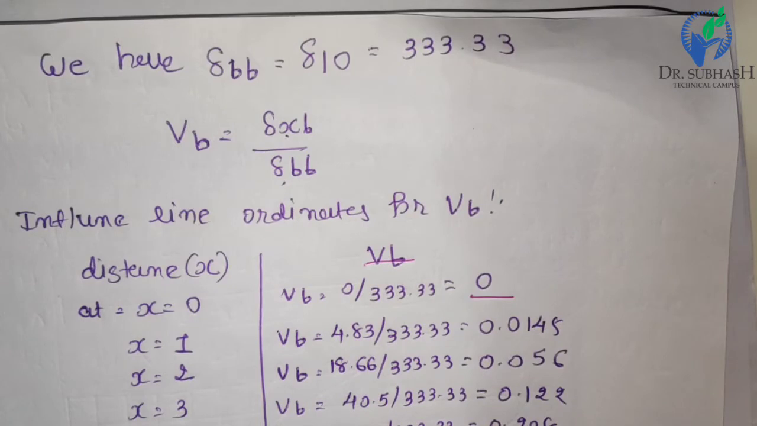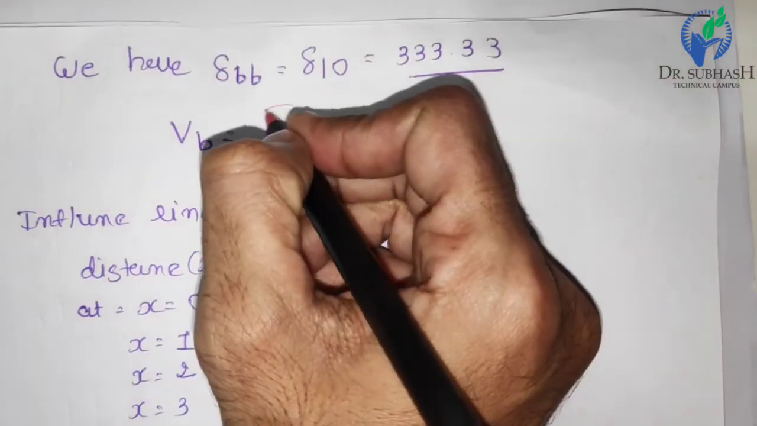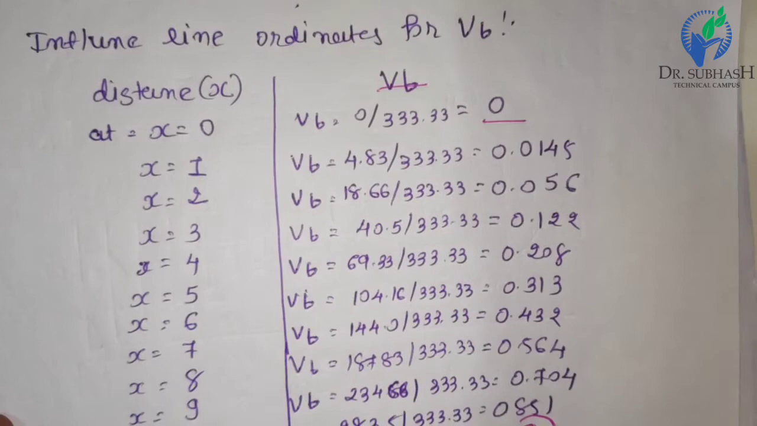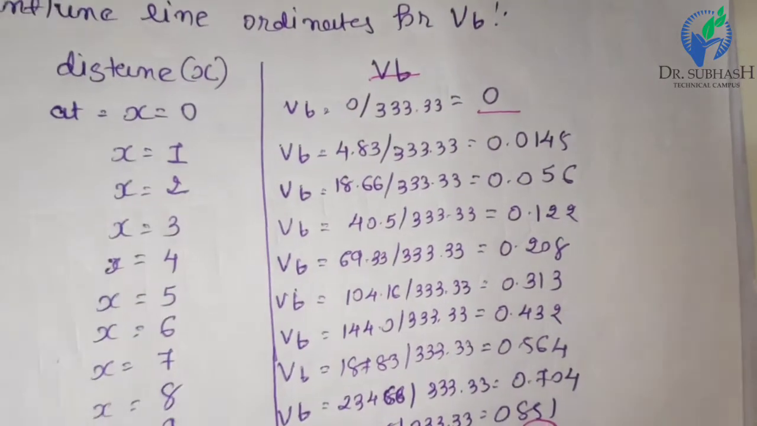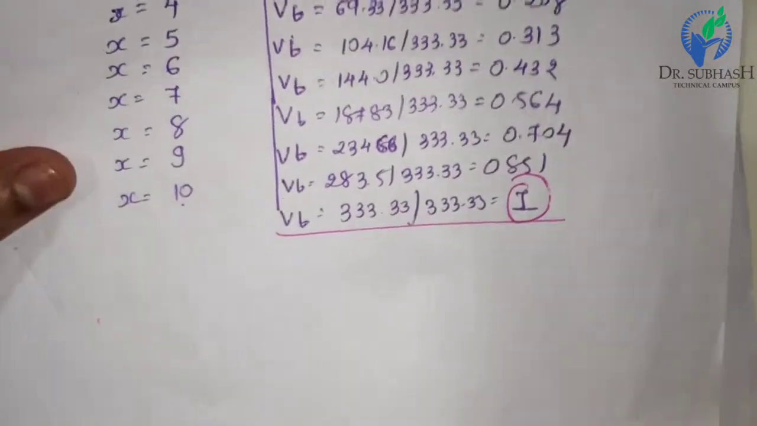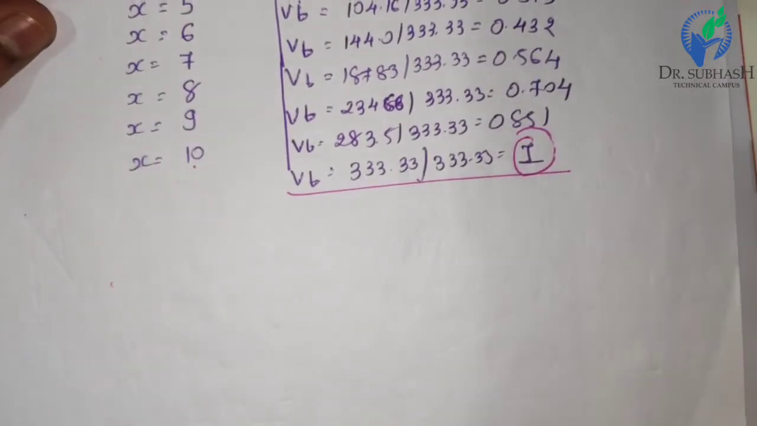So what is the equation of VB? VB is equal to delta XB divided by delta BB. The delta BB value is fixed in our case, so the variable is delta XB. We put the values of X from 0 to 10 and find the ordinates of VB. The diagram of VB was still pending, so I have completed the diagram first, and then we go forward to the ordinates of VA.